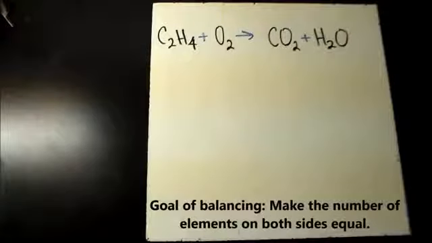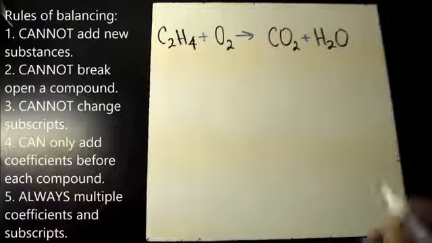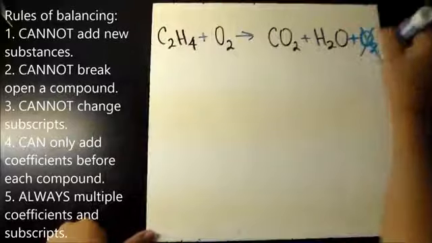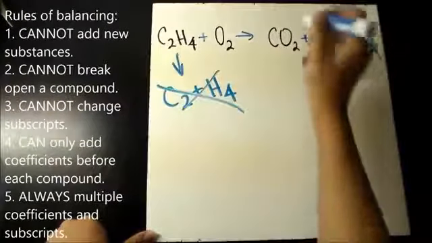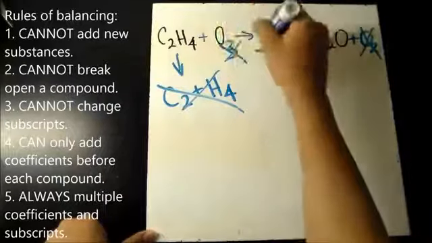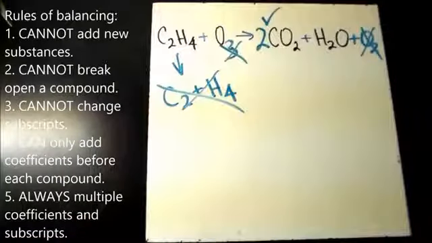Now the goal of balancing is to make the number of each element on both sides of the reaction arrow equal. In order to balance, you must consider the rules for balancing. You cannot add any new substances. You cannot break open a compound. You cannot change subscripts of a compound. You can only add coefficients or numbers before each compound, and always multiply coefficients and subscripts.